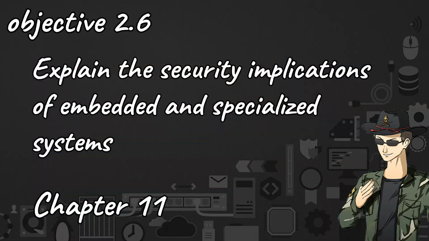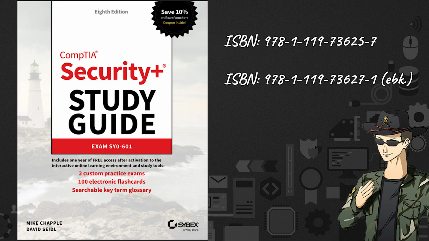But in this one, we're going to continue our trek through Security Plus by looking at it objective by objective. And this objective is objective 2.6, where we explain the security implications of embedded and specialized systems. Now, this is coming from chapter 11 inside of our CompTIA Security Plus study guide, which we're using along with our courses here at Panola in Cybersecurity. ISBNs are on the right side of the screen, so that way you can get a copy if you want. And in this one, we're going to be focusing on those endpoints and their protections.